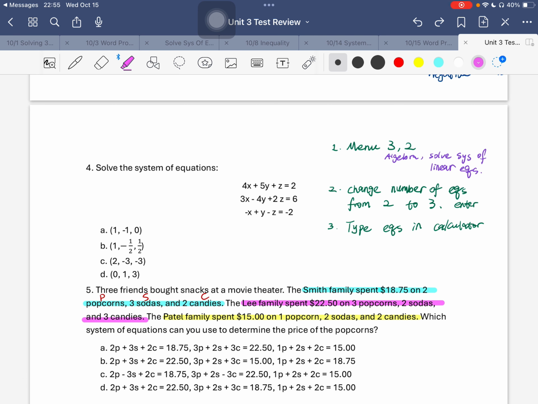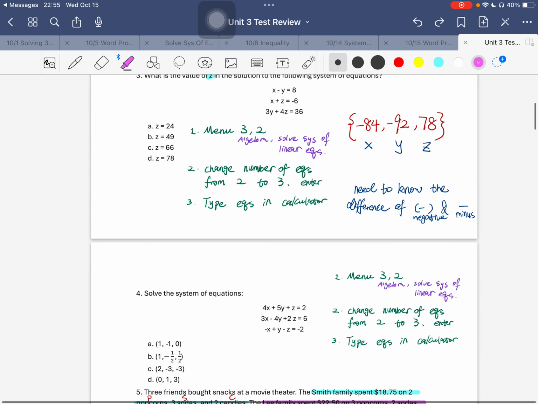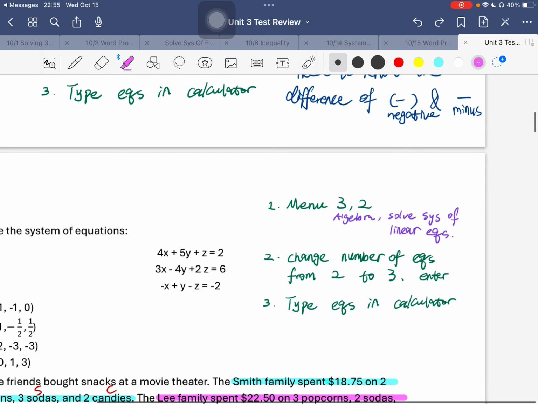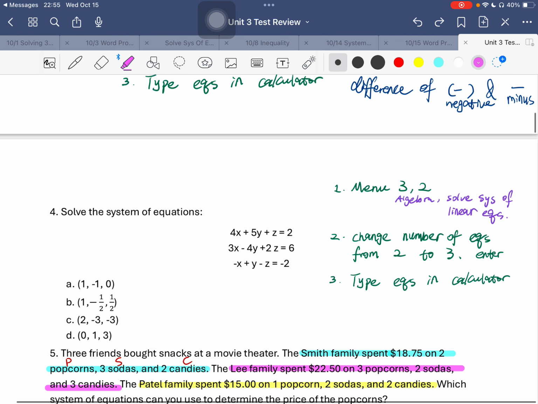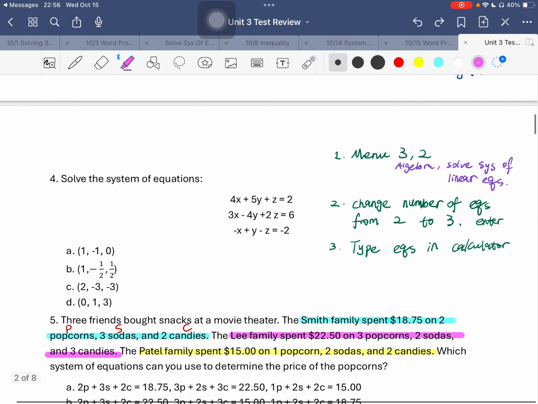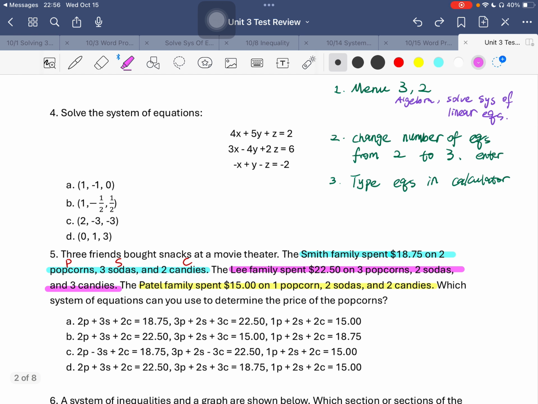Question 4. We're still doing the same thing as question 3, and they will just ask you the answer for the system of equation. We're still doing menu 3, 2. Change the number of equation from 2 to 3 and type equations 1, 2, 3 into the calculator and get the correct answer. The correct answer is B, but I want you guys to try it on your calculator.